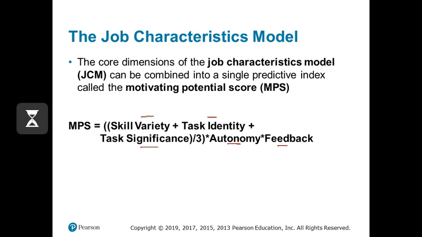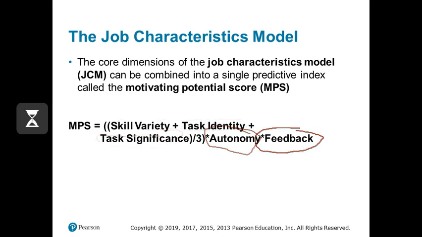Then we take the average score for skill variety, task identity, and task significance. So we add up those three and we divide by 3. We multiply that by the score for autonomy and multiply again by the score for feedback. And that gives us the motivating potential score.